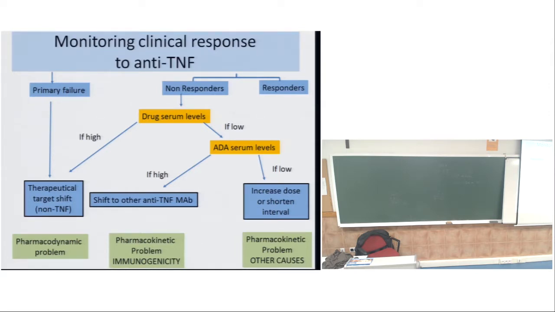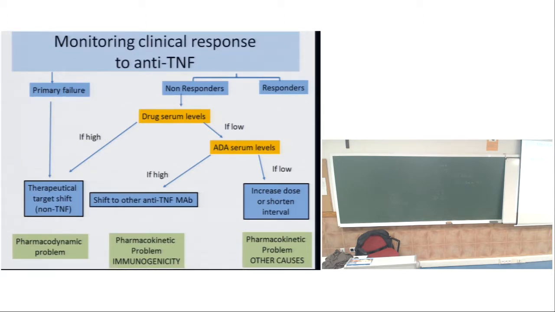it's important to measure these anti-drug antibodies that we have created against the anti-TNF. In that situation, we have again two possibilities. If these ADAs are high, that means that we should shift to another anti-TNF. Okay? We have to shift to another because it's not effective. It's not a matter of shifting to another target, but to shift to another anti-TNF monoclonal antibody.